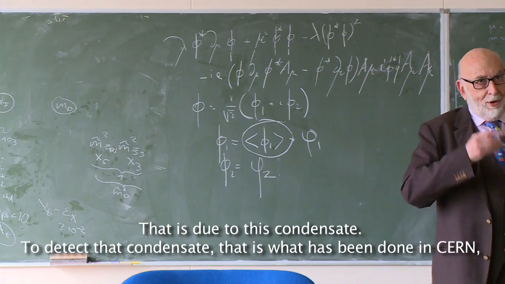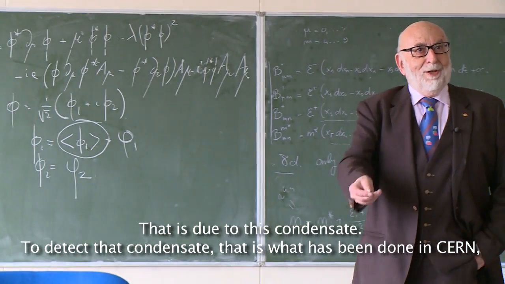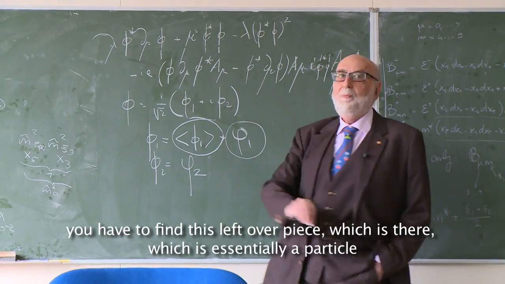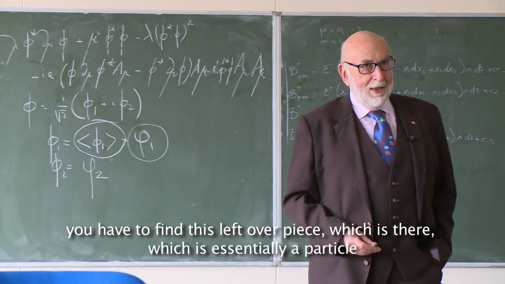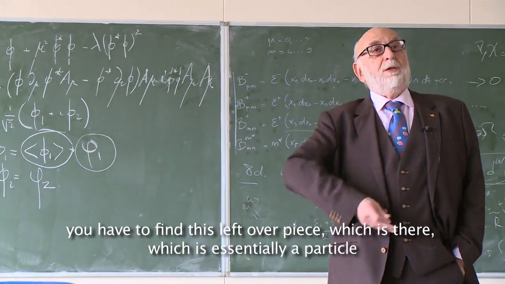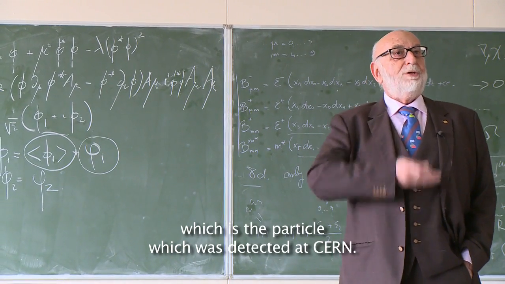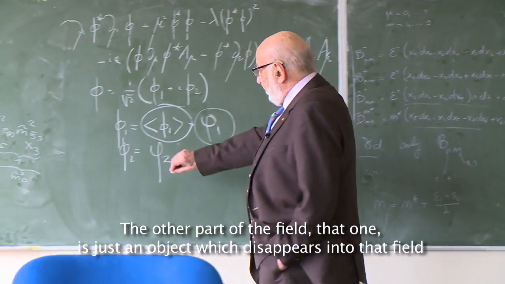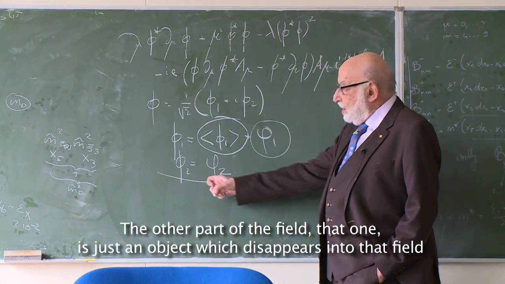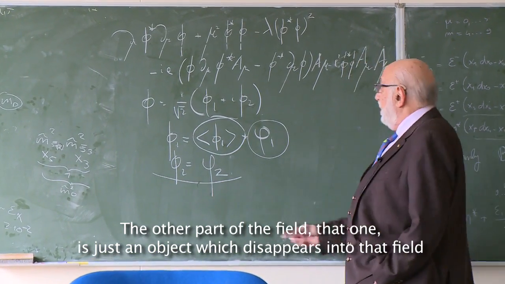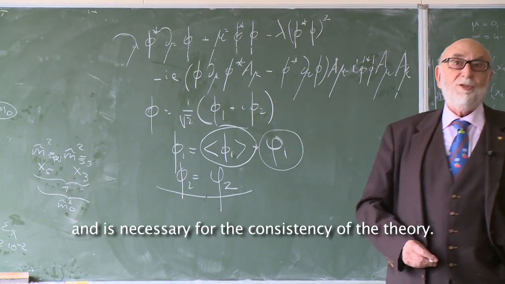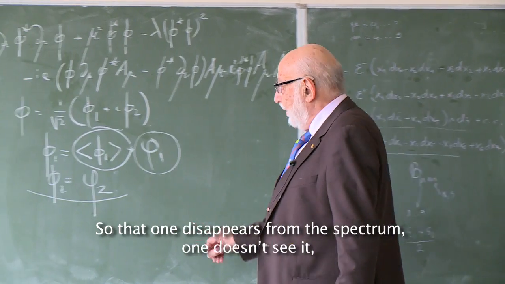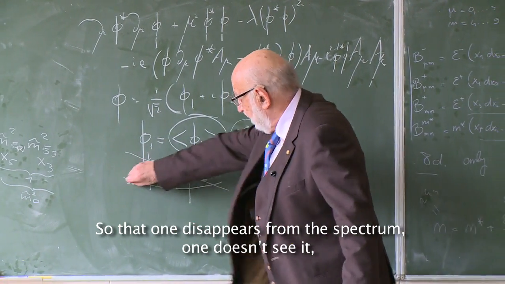To detect that condensate, that is what has been done at CERN, you have to find this slightly leftover piece, which is there, which is essentially a particle, which is the particle which was detected at CERN. The other part of the field is just an object which disappears into that field and is necessary for the consistency of the theory. So that one disappears from the spectrum.